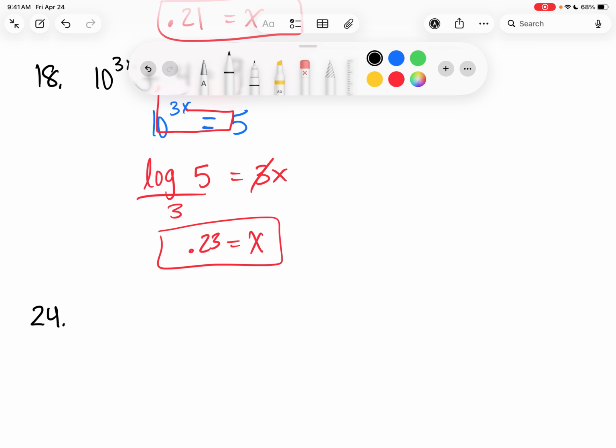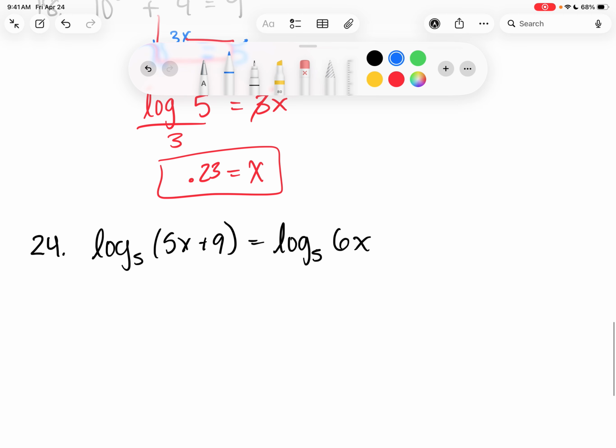24, log base 5 of 5x plus 9 is equal to log base 5 of 6x. All right, so both of these are log base 5. So that means I take what's inside of each of them and set it equal to each other. That's why we can end up with extraneous solutions, because what's inside may not work in the actual log itself. So that's why we have to be careful of that.